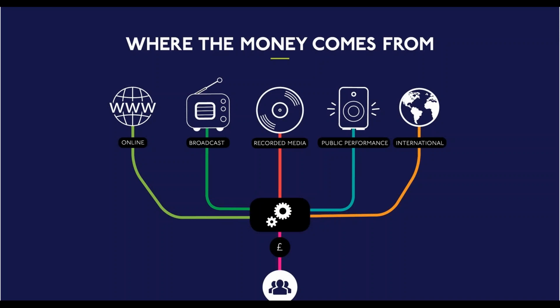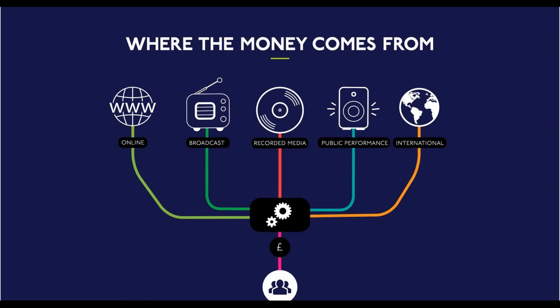To explain how music is licensed in a bit more detail, PRS and MCPS license a number of different sources of income, including online, broadcast, recorded media, and public performance. Income from these sources overseas also forms a significant part of royalty collection, and we will discuss international income in more detail later on.